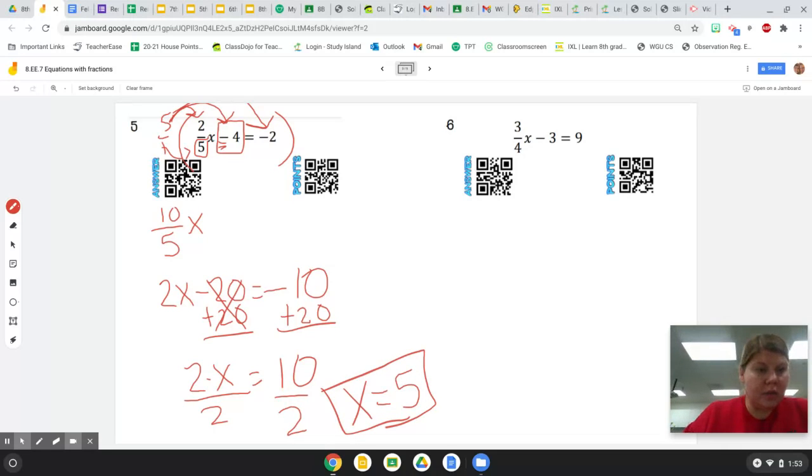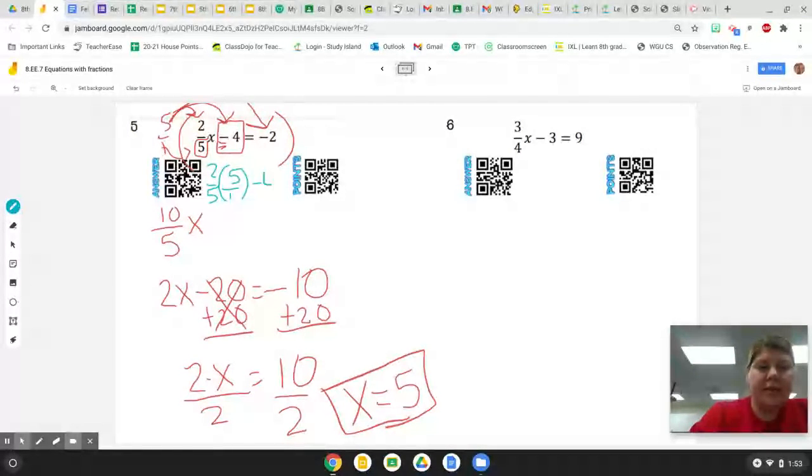Last step, number 4, is to check. So I'm going to go in a different color, and I am going to check that. I have 2/5 times x, which I just found out was 5. I'm going to put that over 1 because I'm dealing with a fraction. Then I still have that minus 4 to bring down, and that equals negative 2.